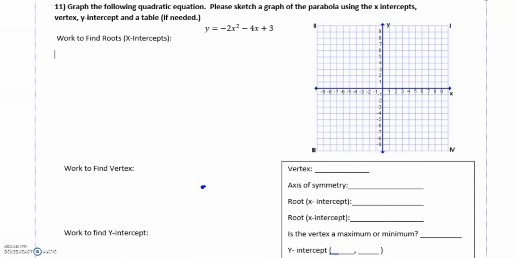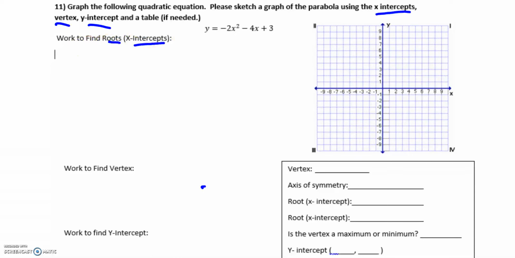Number 11 is asking us to do the same thing, except in this example, we may not be able to factor. So we could use a table if we'd like, but the goal is to still use the x-intercepts, vertex, and y-intercept if possible. So just like number 10, if I'd like to find the roots or the x-intercepts, that means that y equals 0. So I will say 0 equals -2x squared minus 4x plus 3.